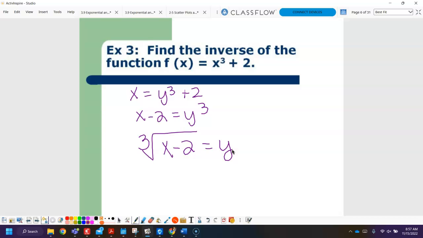We are certain two things are inverses of each other if their domain and range are flipped. That's what you call the reflexive property of inverse functions.